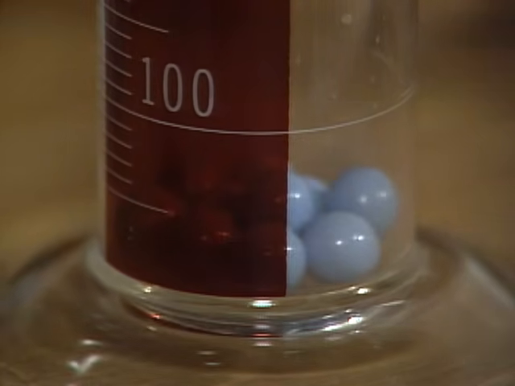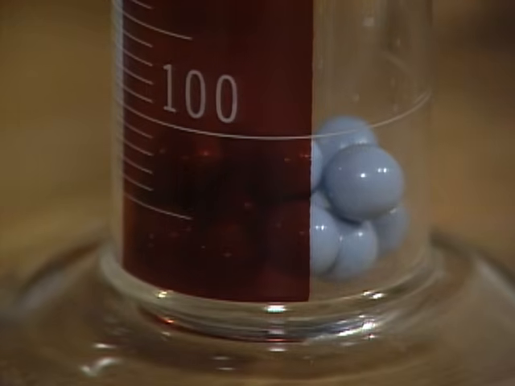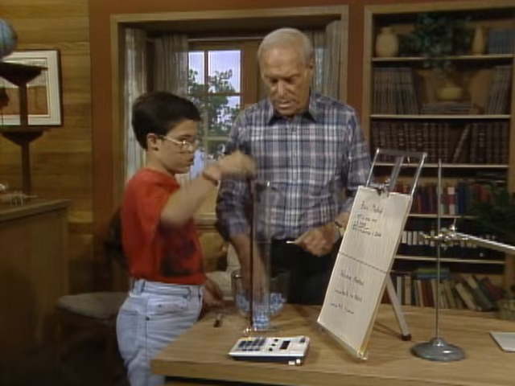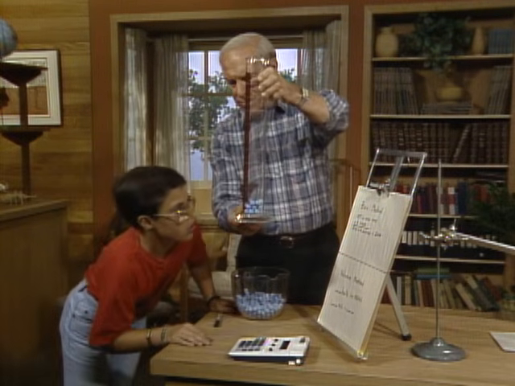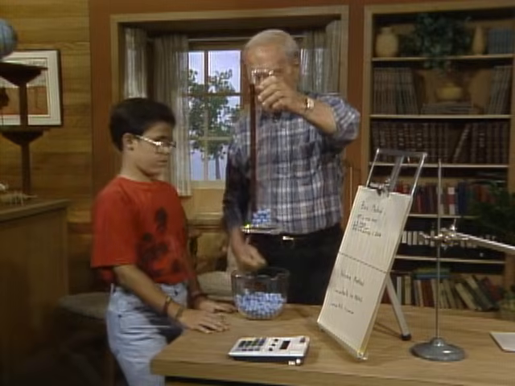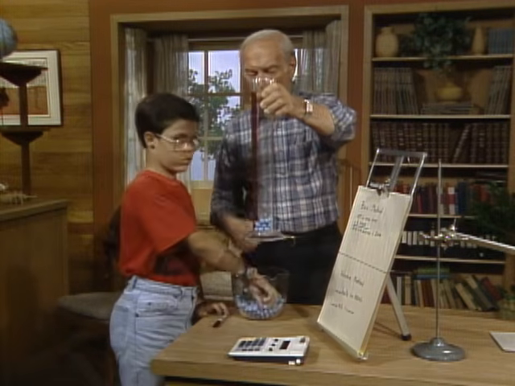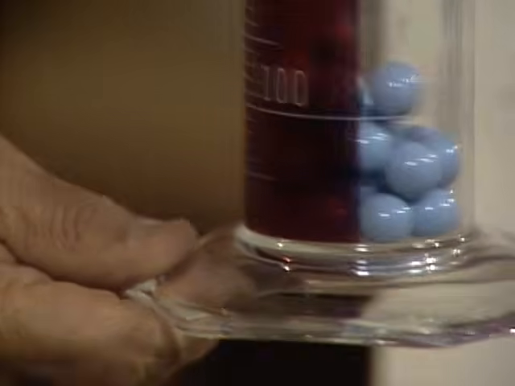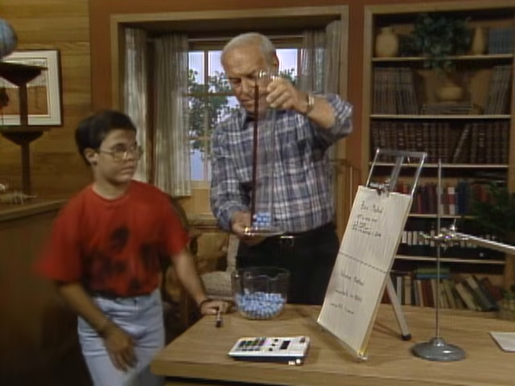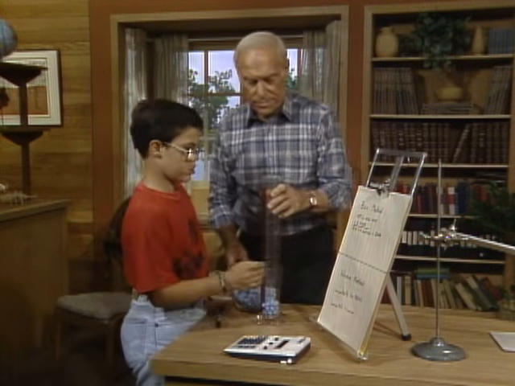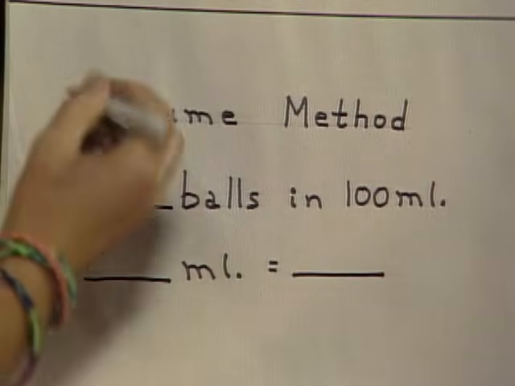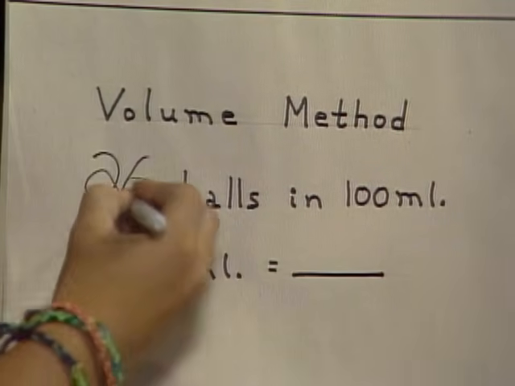Okay, there's 5, 10, 15, 20, 25. Wait a minute, wait a minute. Yeah, that's about right. Maybe a couple more balls. Well, put in one. See what that equals. Yeah, that's level. Okay, now what does it say here? How many balls in 100? Well, it says it'll be 26 balls in 100.